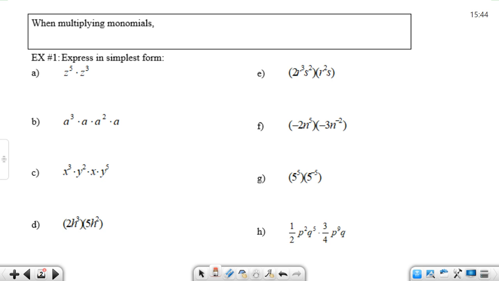So we'll start off with a little rule here. When we take two monomials, guys, and we multiply them, the rule of thumb is that we will multiply the coefficients and add the exponents.